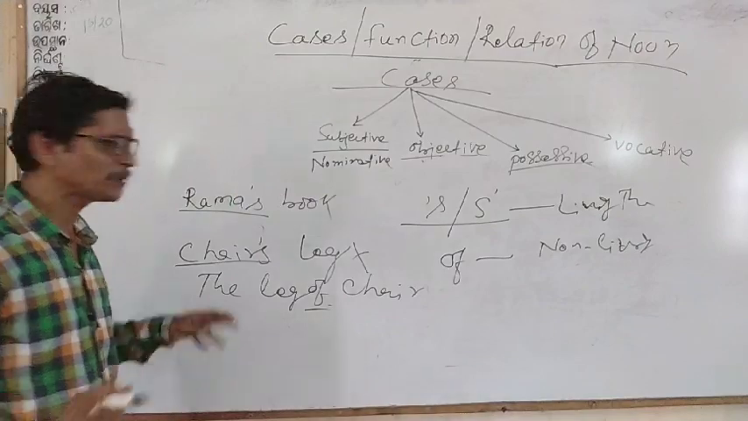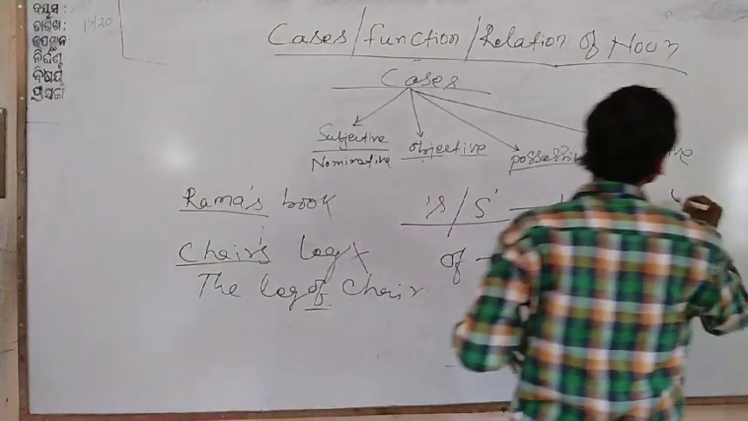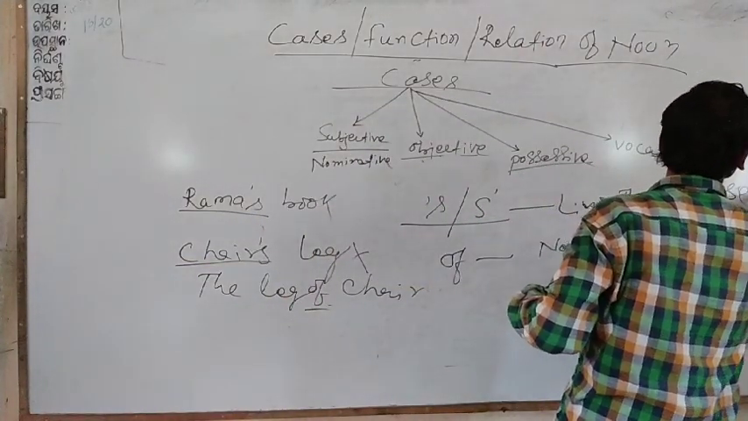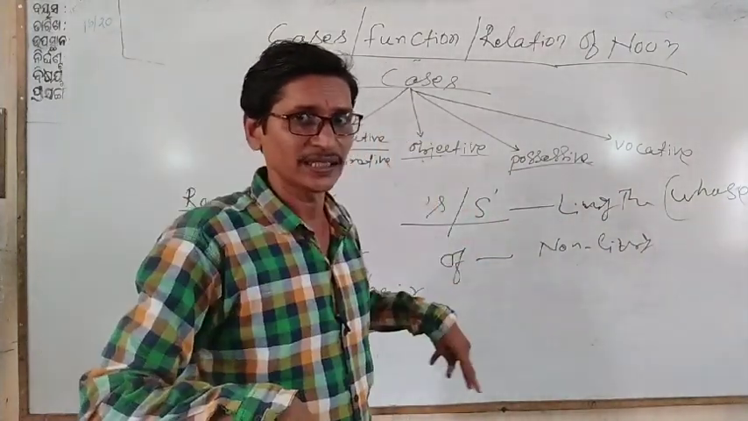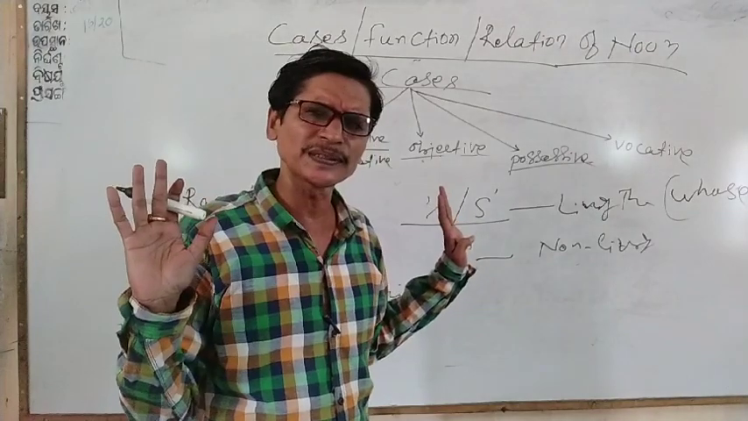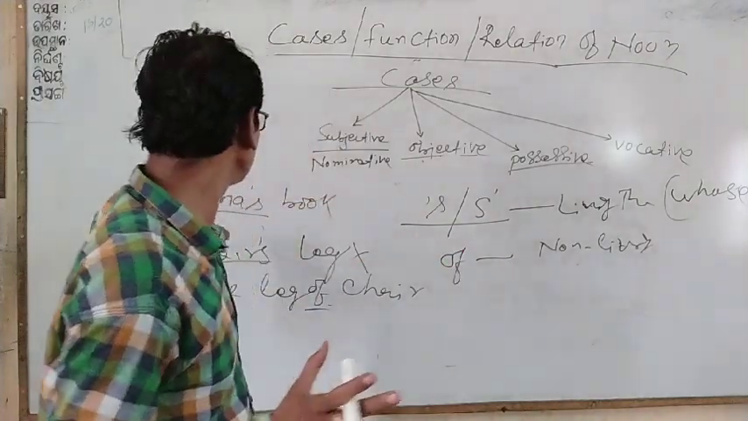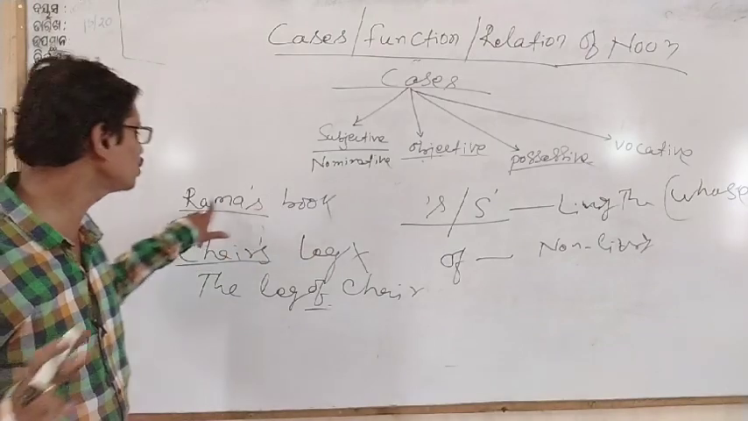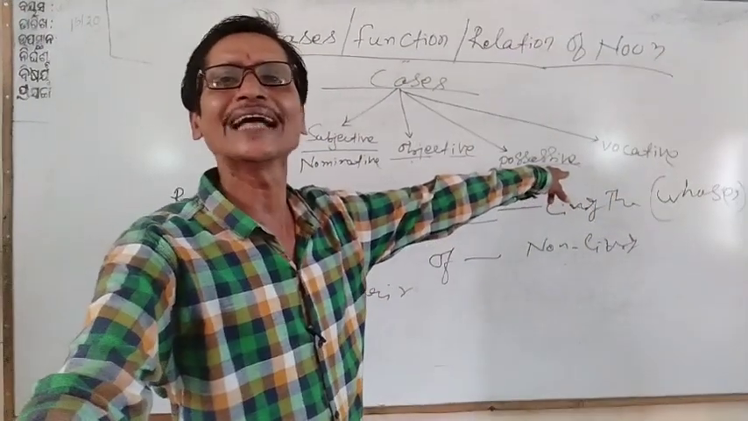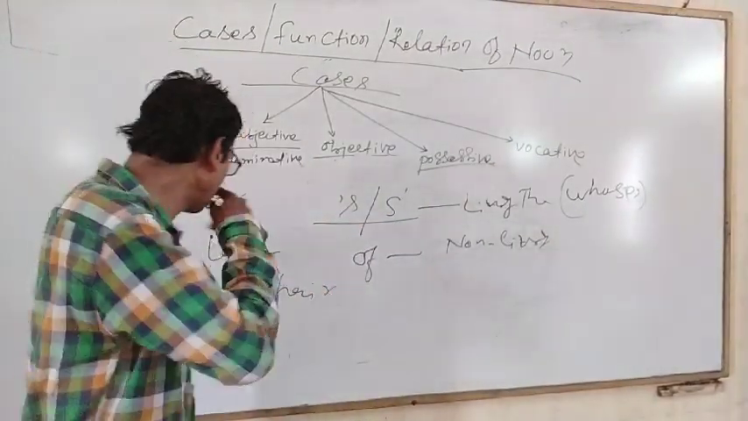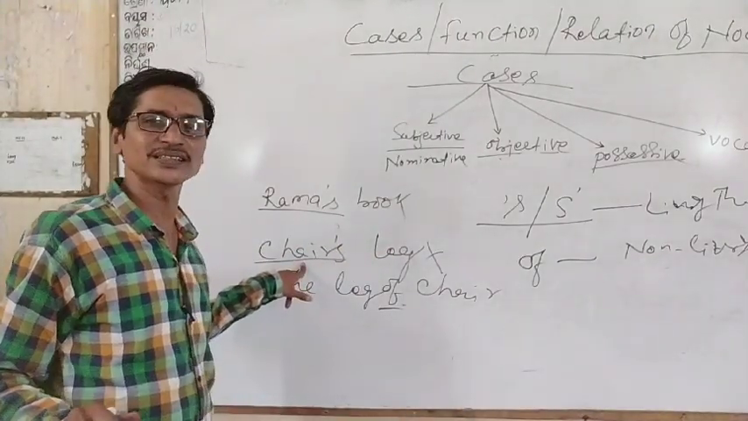When we talk about possession or ownership, possession means what? The question comes: whose? Possession means it is talking about ownership. Who is the owner? For different other purposes also we use possessive case, but here we are talking about the possessor. When we are talking about the book, whose book is it? It is Rama's book. When we put the question using whose, the answer comes Rama's. Similarly, when we talk about the leg of the chair, whose leg? The chair's leg.